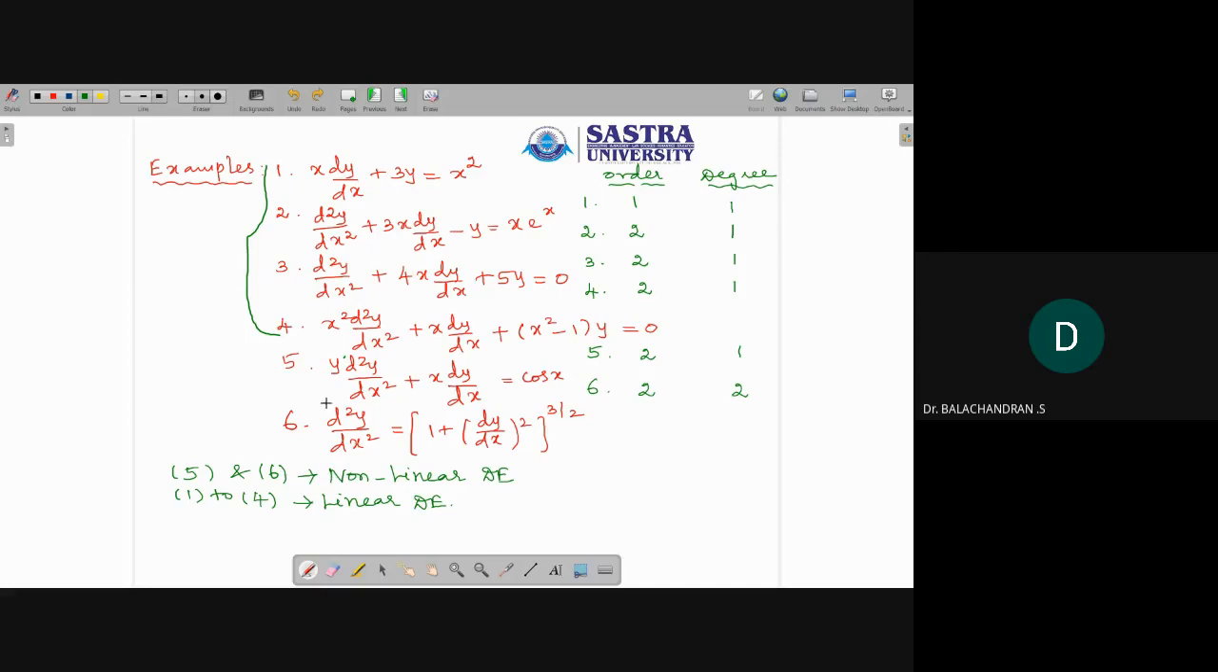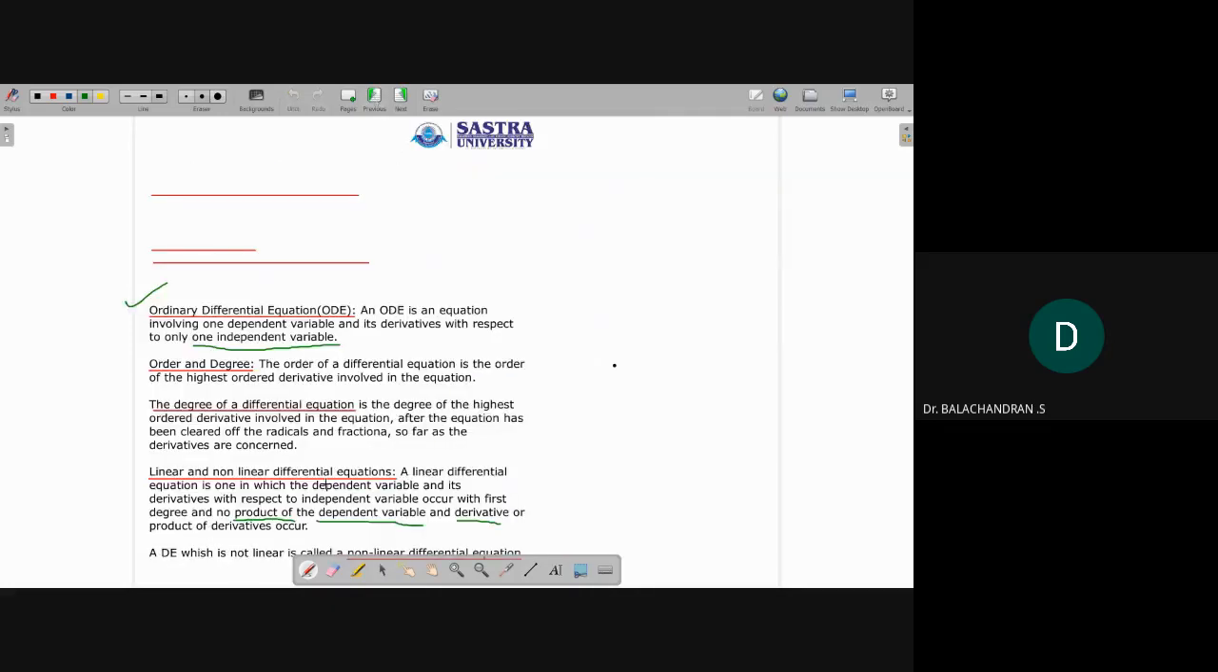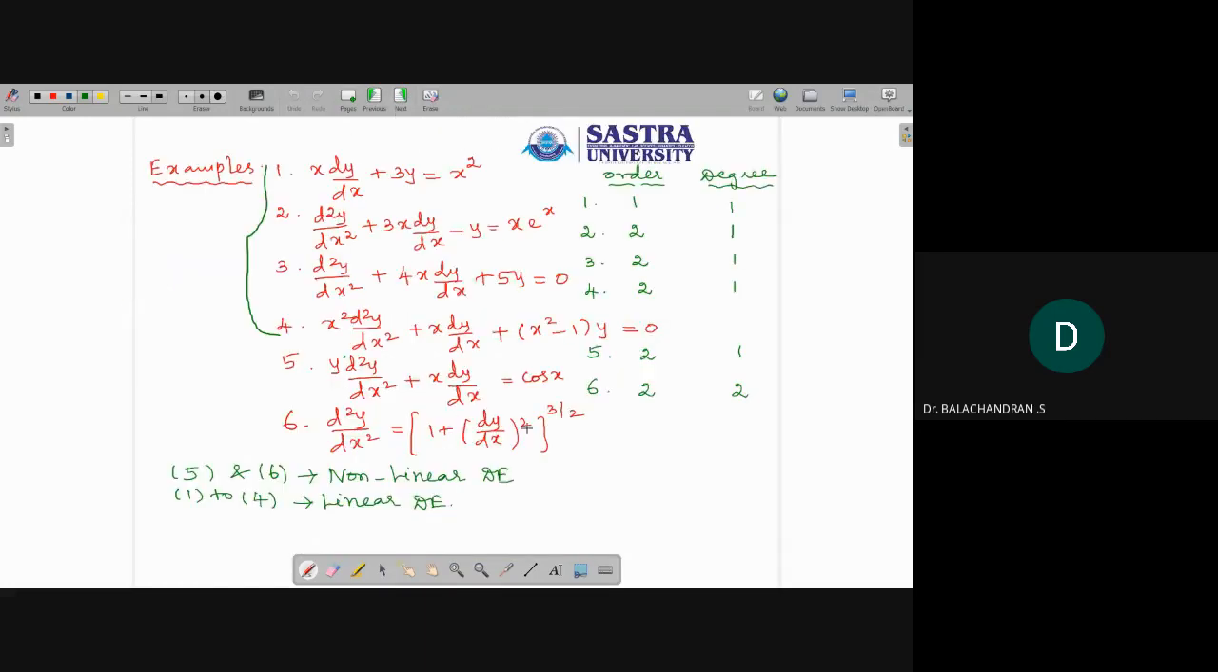Now similarly here, this is non-linear because here we have dy by dx whole square. The term dy by dx whole square comes. So product of derivatives should not occur in the linear differential equation. Dy by dx whole square is nothing but dy by dx into dy by dx. Okay, that's why equations 5 and 6 are non-linear differential equations.